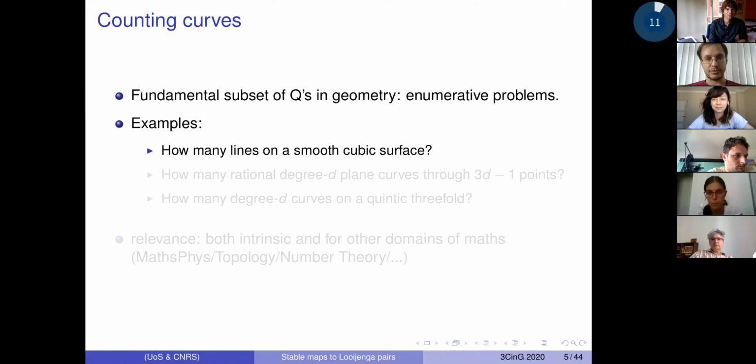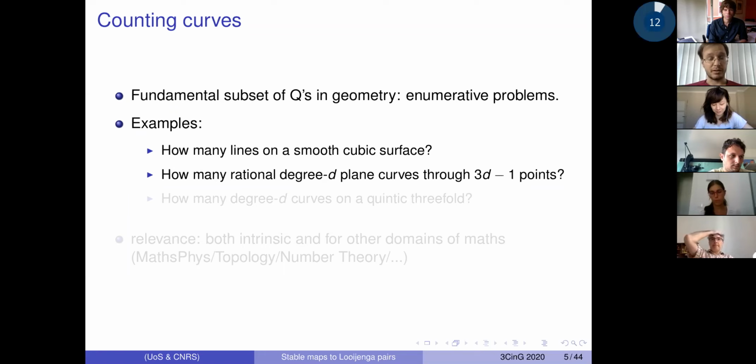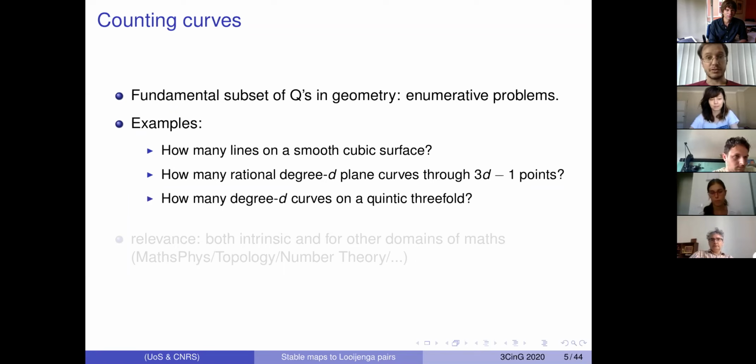These sorts of questions have a history going back a long time to classical antiquity, the Apollonius problem, and some of our favorite questions fit into this subset. For example, the 27 lines on a smooth cubic surface, or: how many rational degree d curves in the plane pass through 3d minus 1 points in general position, or how many degree d curves of given genus exist on a quintic threefold, like Clemens' conjecture.